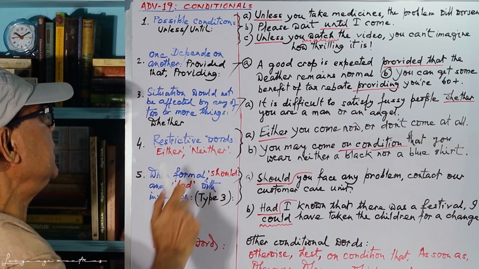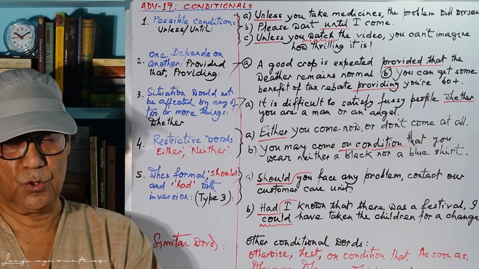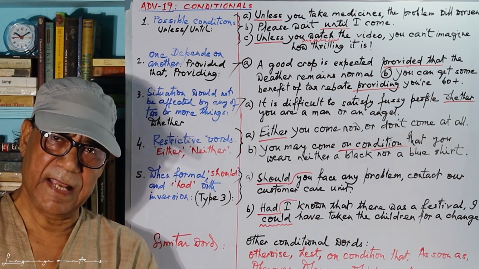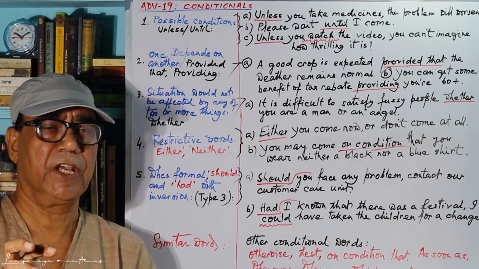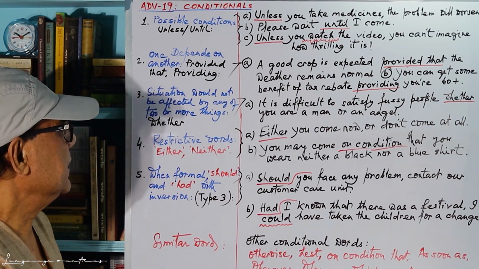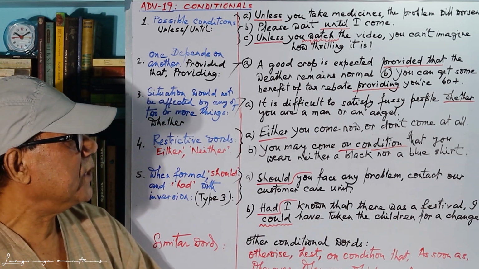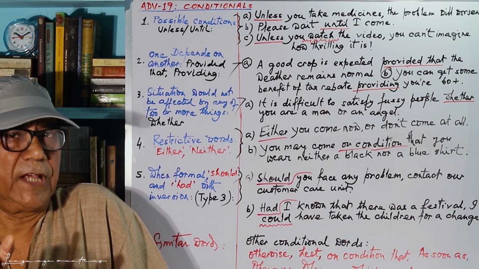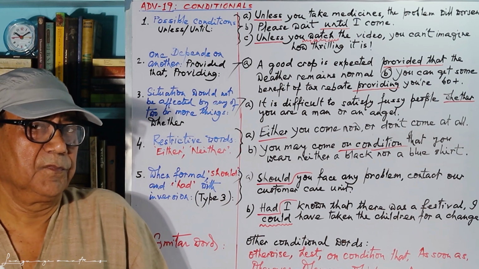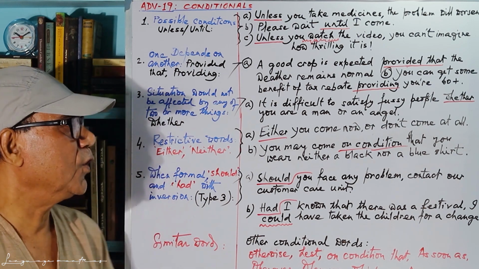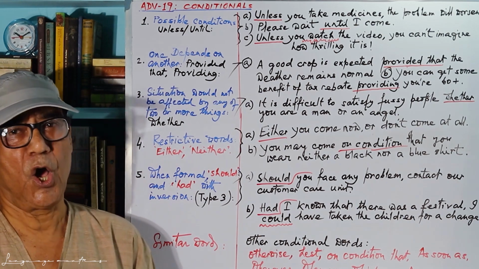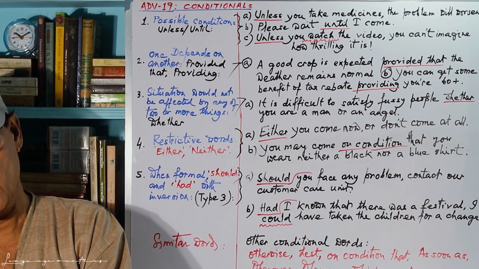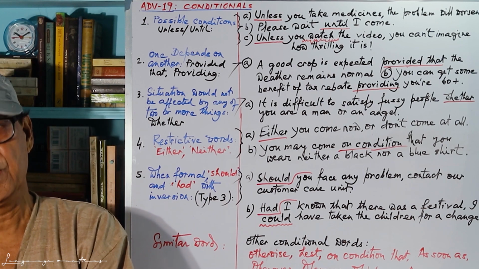Next, the situation would not be affected by any of two or more things. There are two or more conditions, but even after that, the situation does not change. Example: it is difficult to satisfy fussy people. This is actually the principal clause, whether you are a man or an angel. Or you can add to that, you are a god, you are a devil, you are a Satan, whatever.